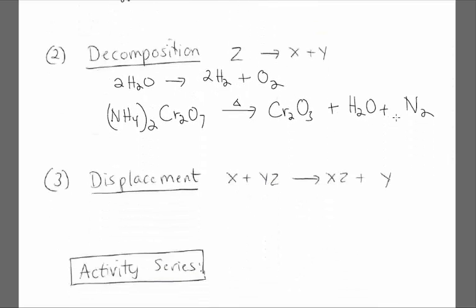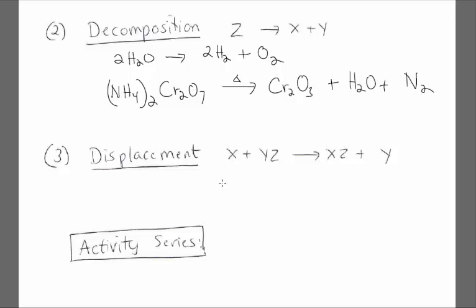The third category is called displacement, and this is where you have a compound, which I'm calling YZ, and something else comes along, X, and replaces Y. So then you have XZ, and then Y is by itself. So it's kind of like there's a couple and someone comes along and steals away Z. Z is so attractive that X steals Z and Y is left all by his or herself.